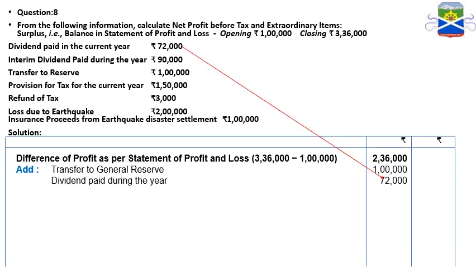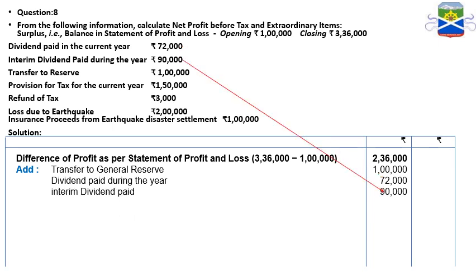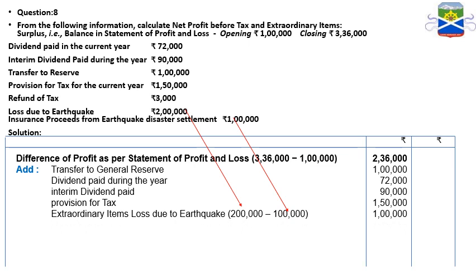Next we have the dividend paid during the year, or proposed dividend of the previous year. Next we have interim dividend paid, which will be added. Next we have provision for tax, we have to add it. Next one is extraordinary items, that is loss due to earthquake. We have taken the net part here: you have received 1 lakh but your loss is 2 lakhs, so you minus it to get the 1 lakh net loss, and that loss will be added here.